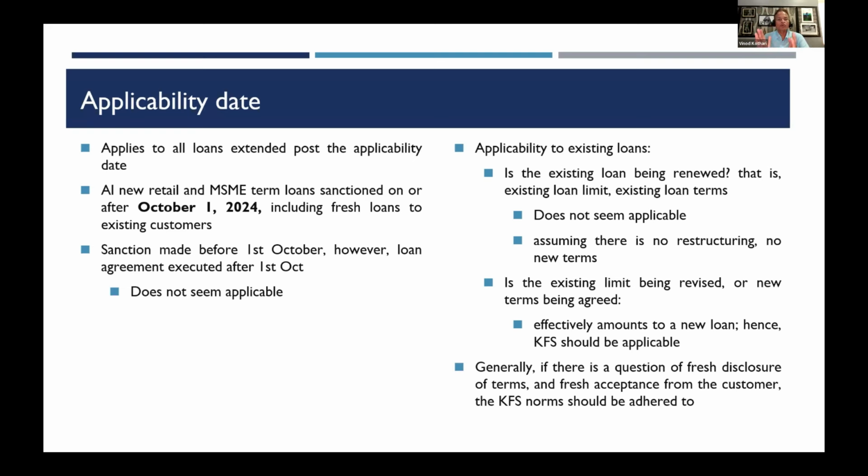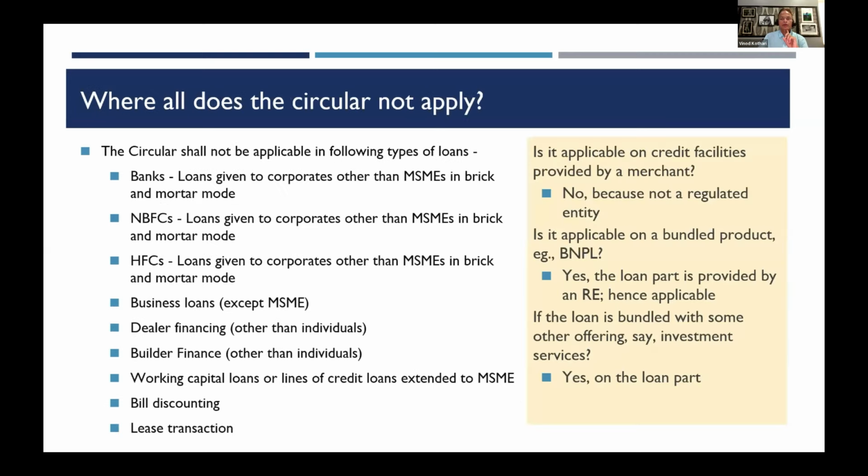But wherever there's a new offer to the borrower, that would mean new limits, increased term, whatever else, even though it might be for an existing loan, then KFS would be applicable. Because a renewal or extension of a limit amounts to a fresh loan. For example, if you had a so-called demand loan and you have now renewed it, that's almost like a new loan because you have renewed it for a further term, and therefore KFS should be applicable. So wherever there's fresh disclosure of terms and fresh acceptance from the borrower, KFS should be applicable. Anita, if you can slide down, please.